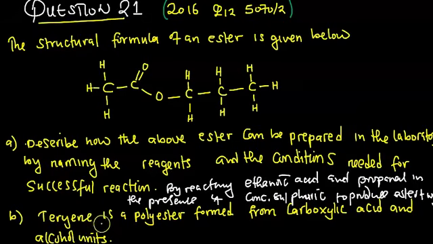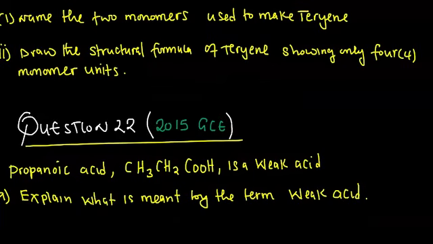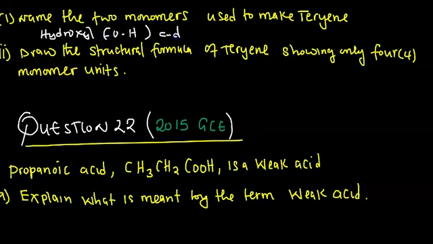Okay, then pyrrolene is a polyester formed from carboxylic acid and alcohol units. Name the 2 monomers used to make pyrrolene. So the 2 monomers are the one that contains the hydroxyl group, and the one with the carboxyl group. Carboxyl, otherwise written as this. So it has the carboxyl group.